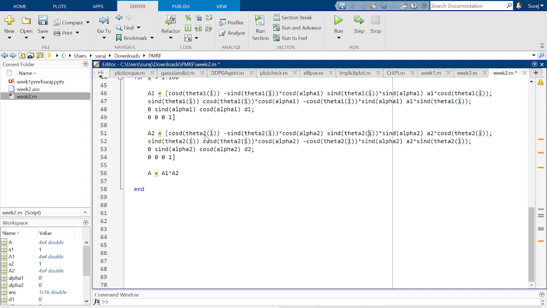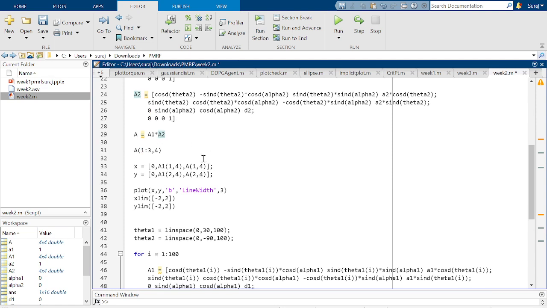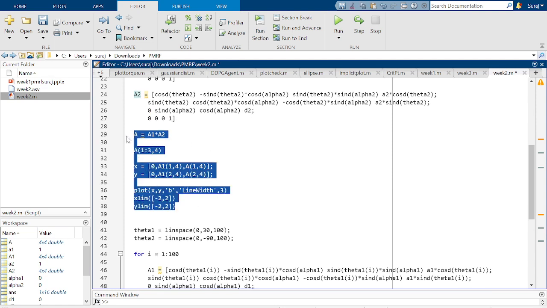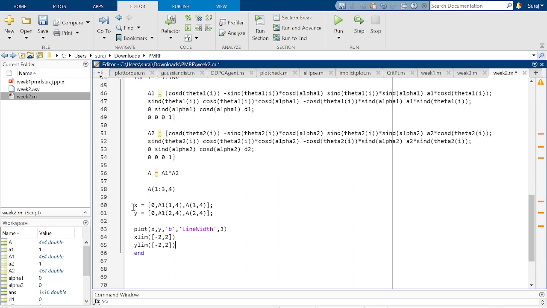Okay, so what it will do is calculate new A1, A2 for every theta, because we are doing for 1 to 100. Then we'll get A, and from A we have to extract our positions. So this code will pull up the positions from the homogeneous transformation matrix. From that particular column, we'll get our x and y.